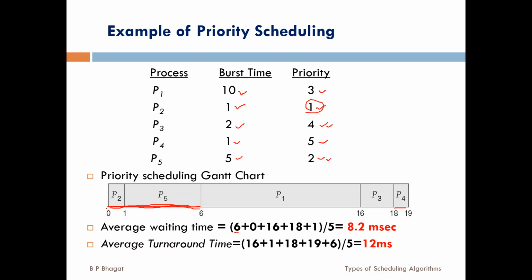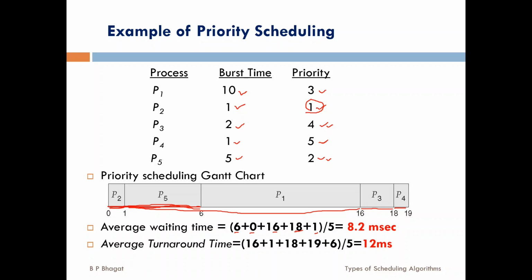The waiting time for P2 is 0, as it has the highest priority. It starts executing as soon as it enters the ready queue. Then process P3: the waiting time for process P3 is 16. Then the waiting time for process P4 is from 0 to 18, so 18, and the waiting time for P5 is 1 millisecond.